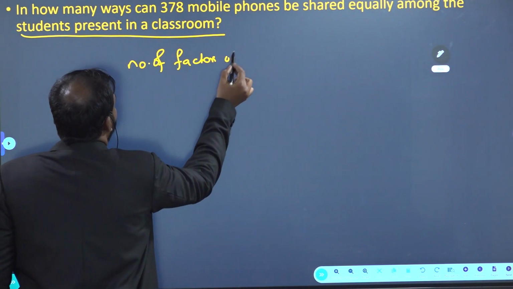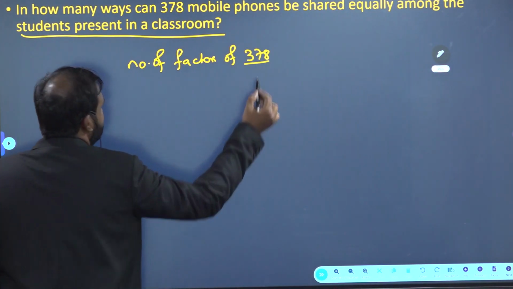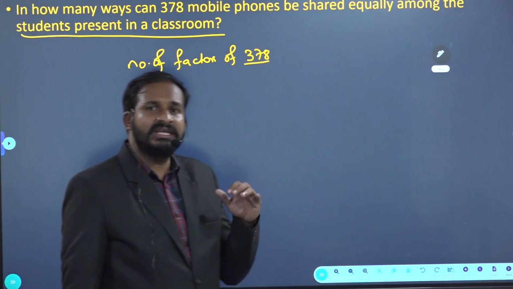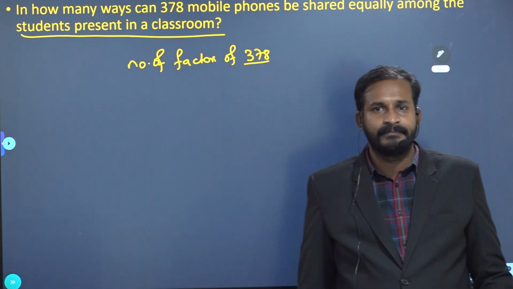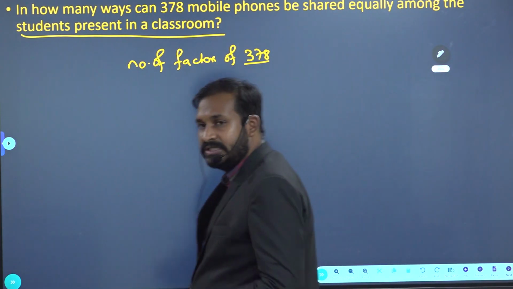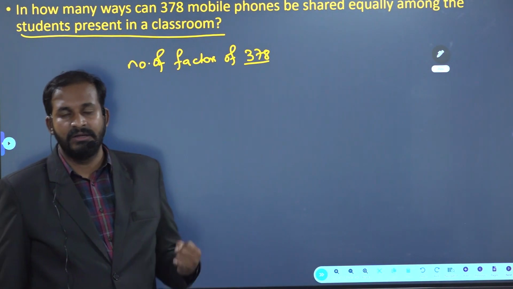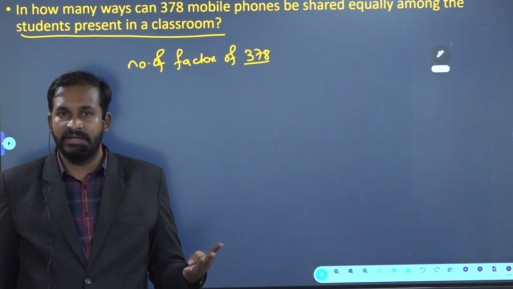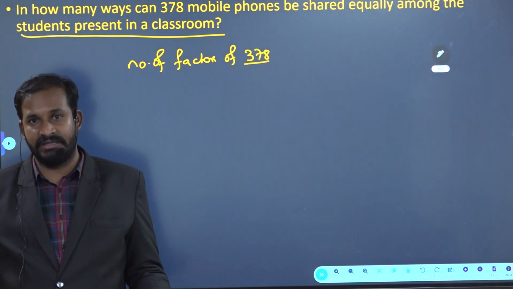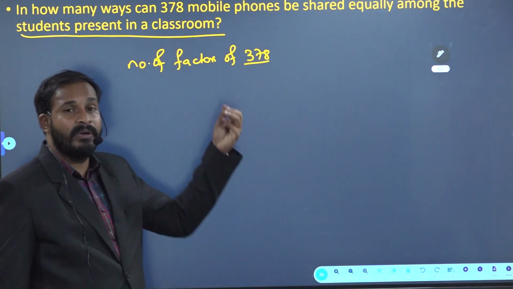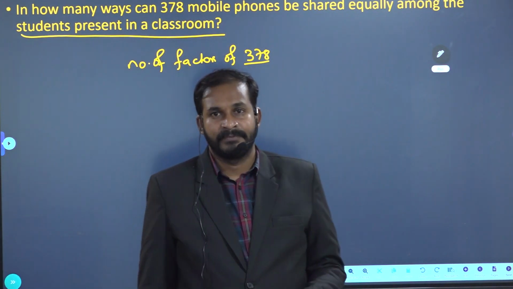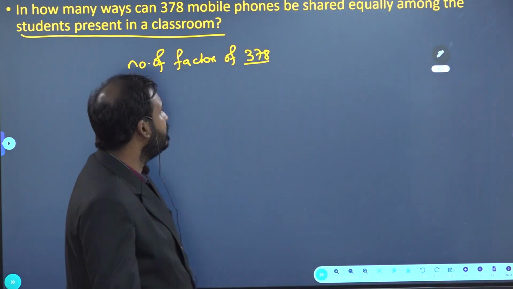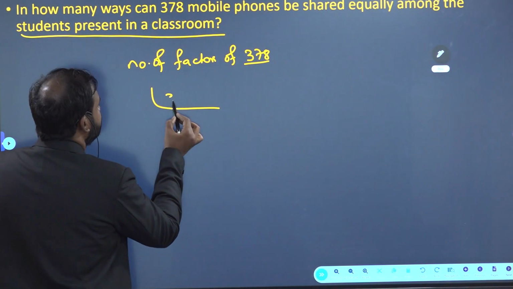Number of factors of 378. Indirectly this question is related to the number of factors of 378. See, equal division means what? Divisible, right? So what numbers will divide 378? 1 will divide 378. 2 will divide 378. 3 will divide 378. 4 will not divide 378. 5 will not divide, but 6 will divide 378. Like this we need to observe how many numbers will divide 378. Numbers dividing 378 means nothing but factors. This question is indirectly related to factors. So find out the number of factors for 378.